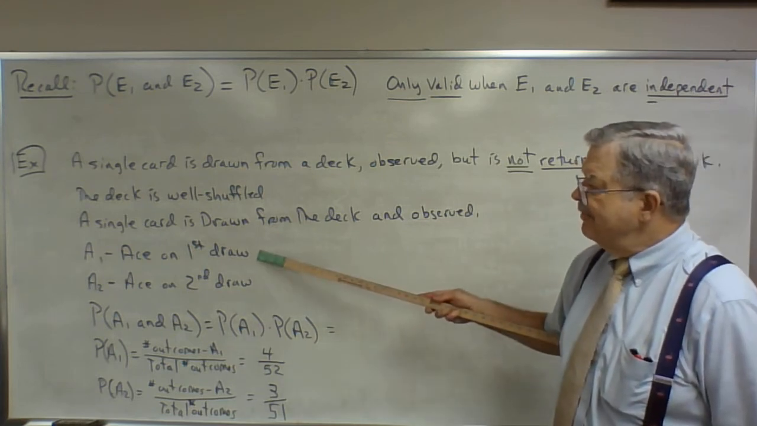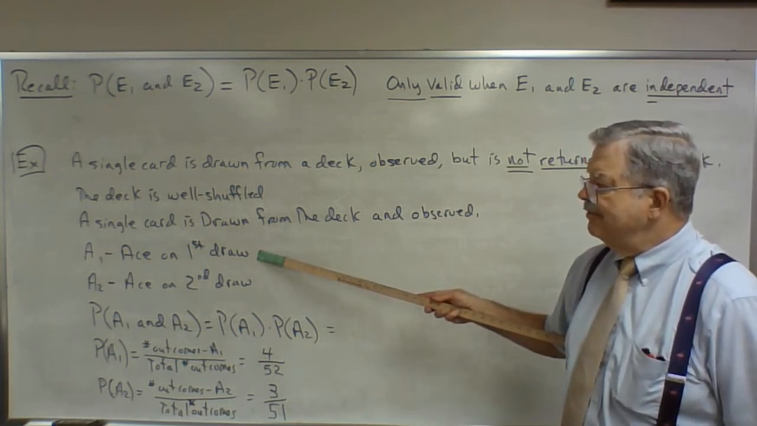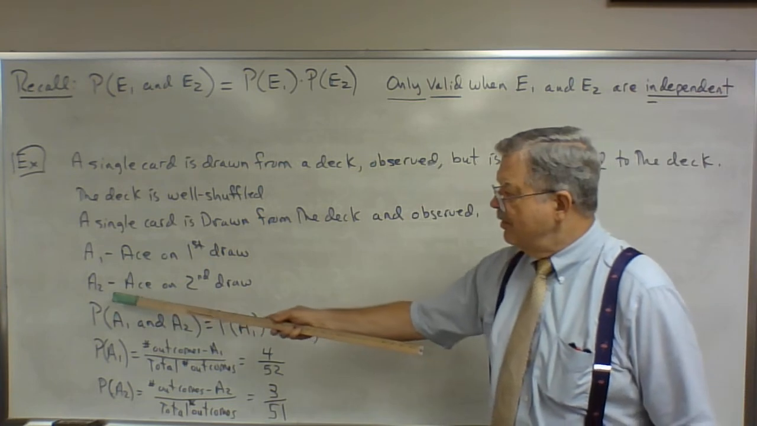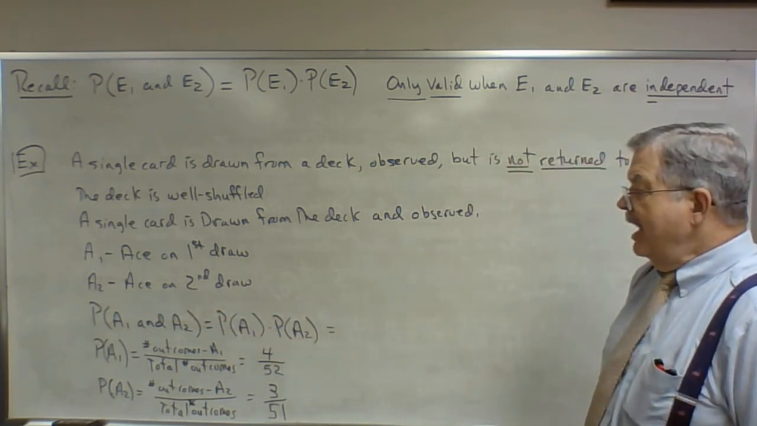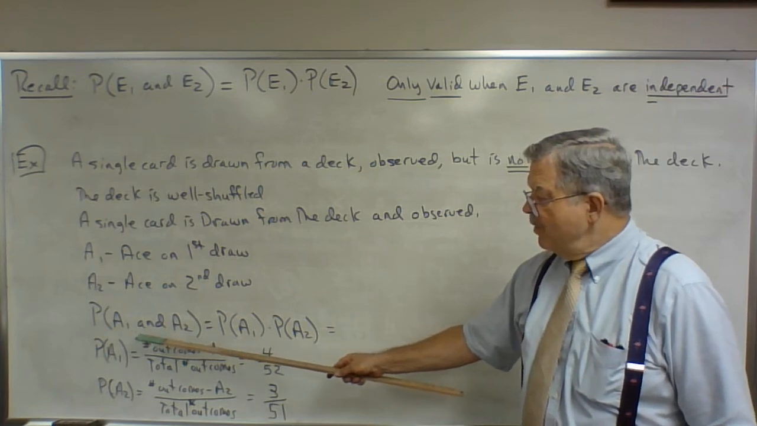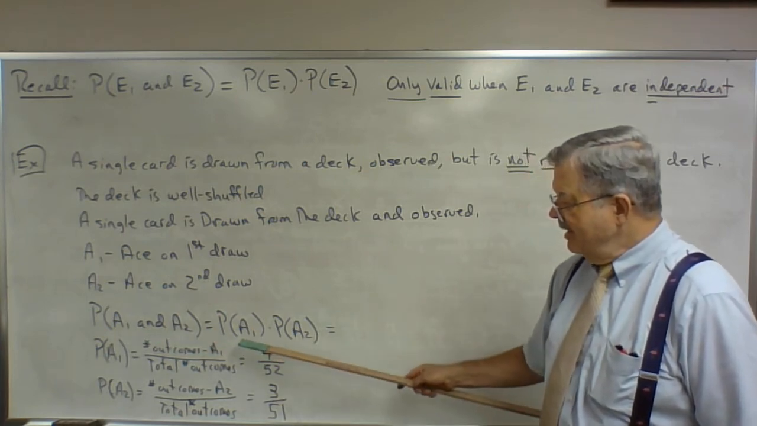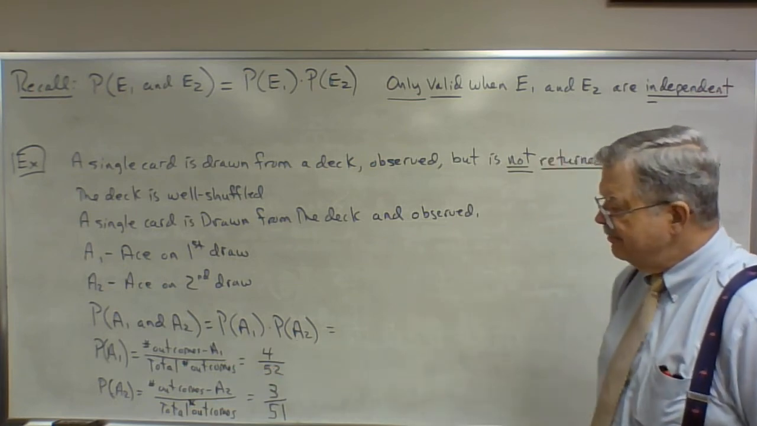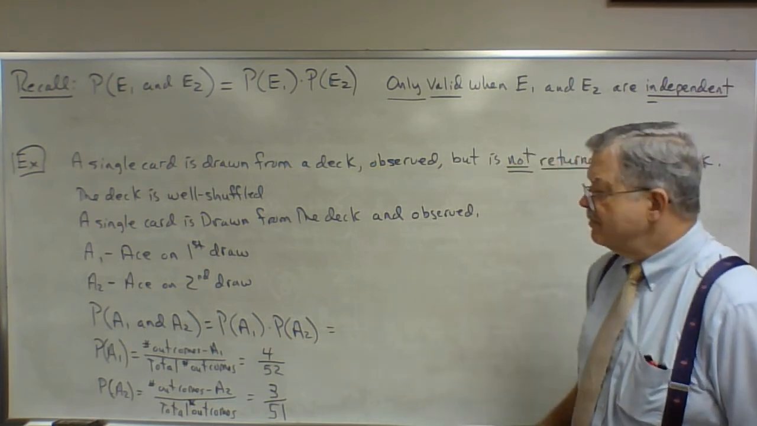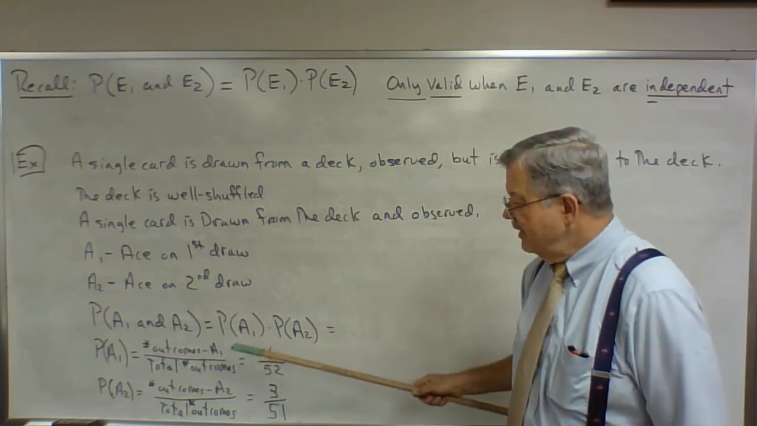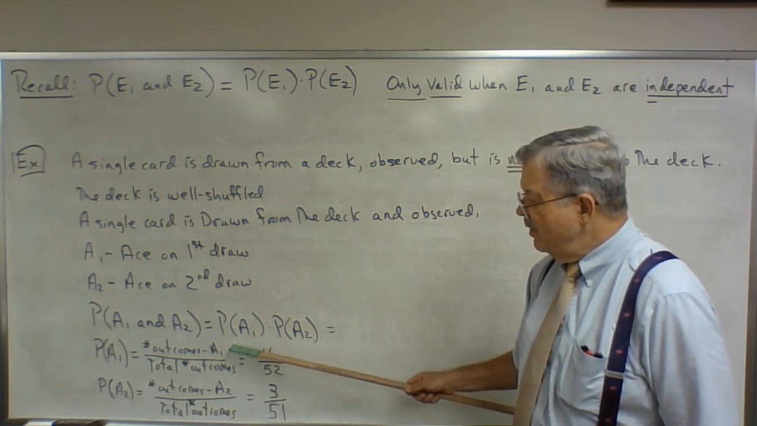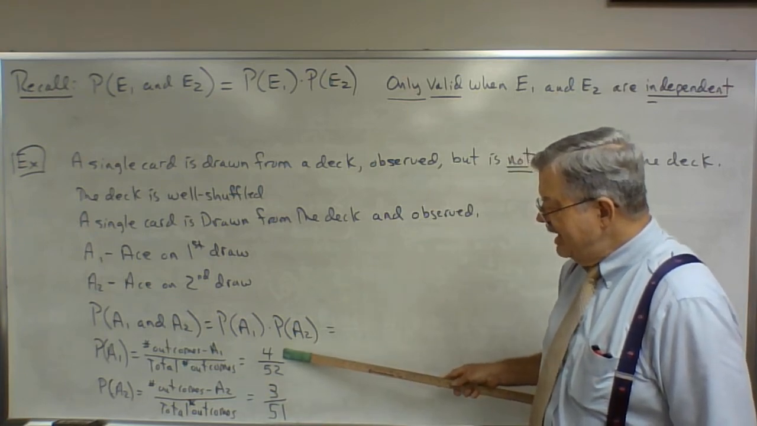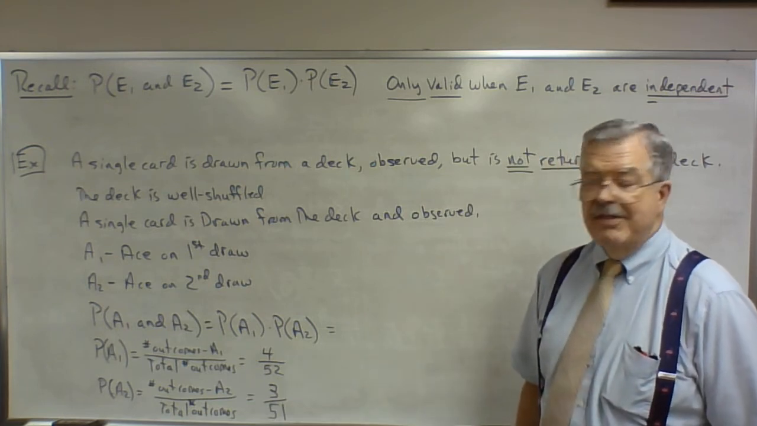We'll call the first event, an ace on the first draw, A1. And the second event, an ace on the second draw, we'll call A2. And we said that the probability of A1 and A2 occurring is the probability that A1 occurs times the probability that A2 occurs. The probability that A1 occurs is the total number of outcomes resulting in A1 over the total number of outcomes. There are 4 ways we can get an ace over 52 outcomes. That sounds good.